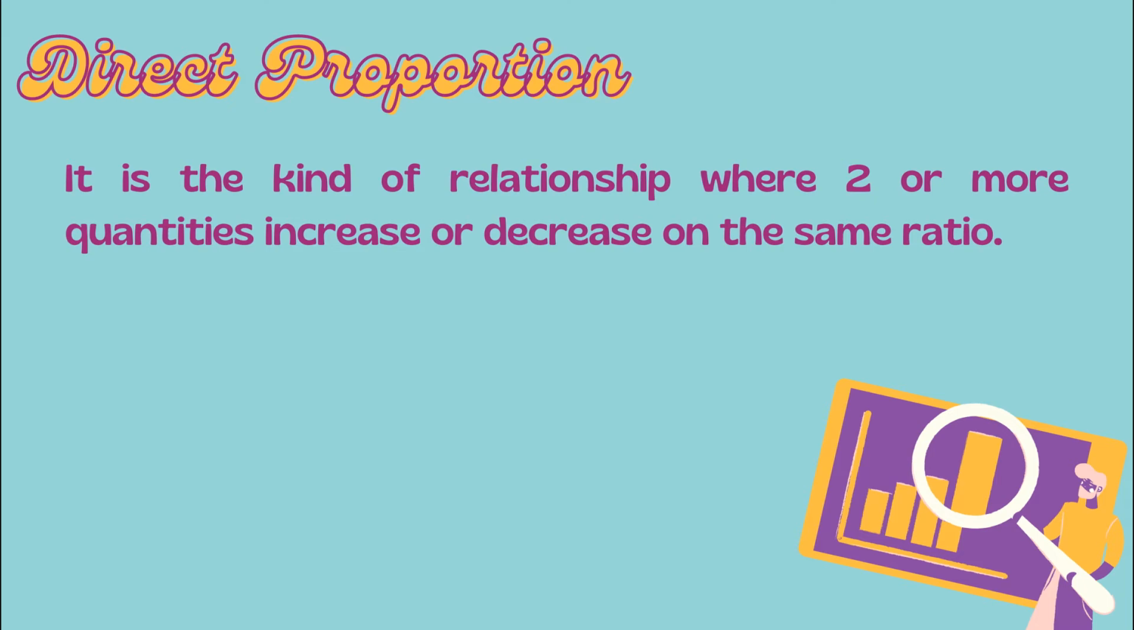Now let's go on to the different types of proportion. For the first one, we have the direct proportion. So it is the kind of relationship where two or more quantities increase or decrease on the same ratio. For example, you have here 100 pesos, and this 100 pesos would increase every 2 hours. So you could say that this is also equal to 1,000 pesos in 20 hours. So both quantities are increasing.